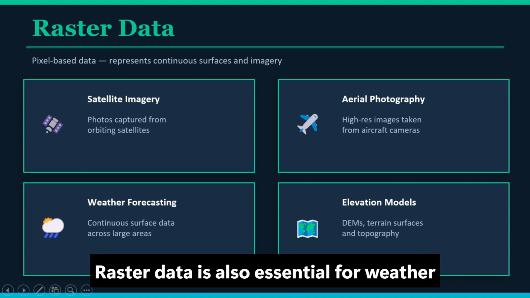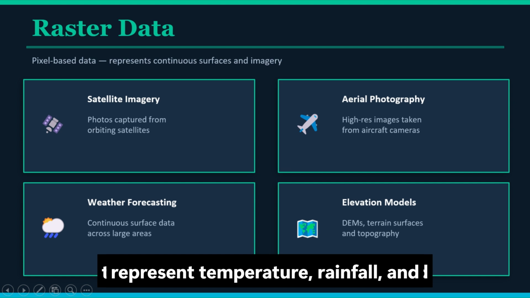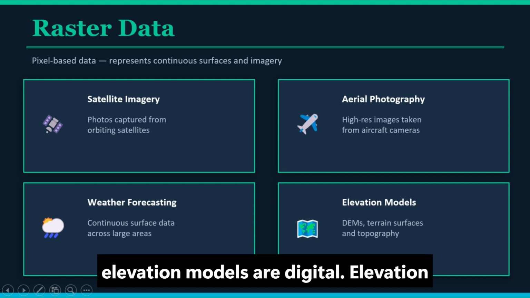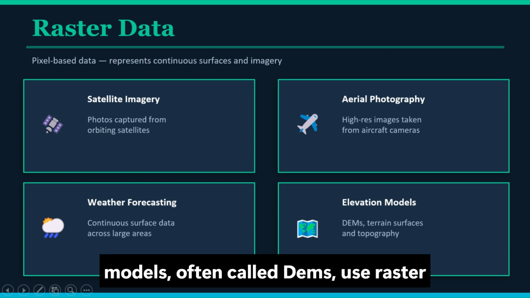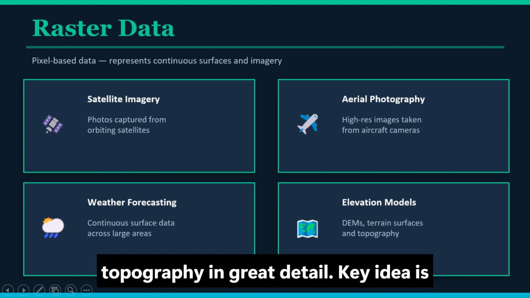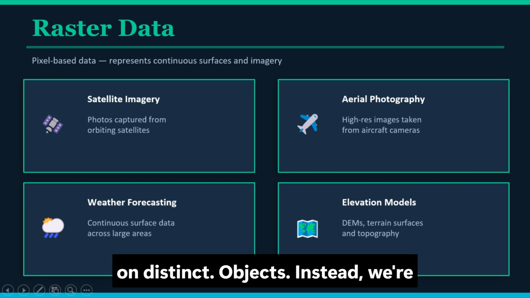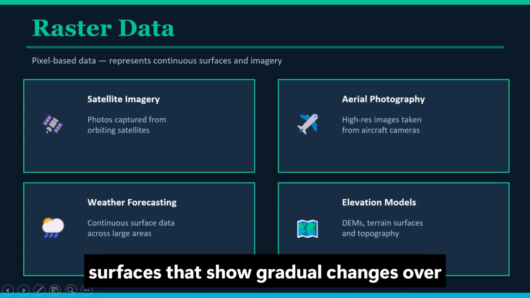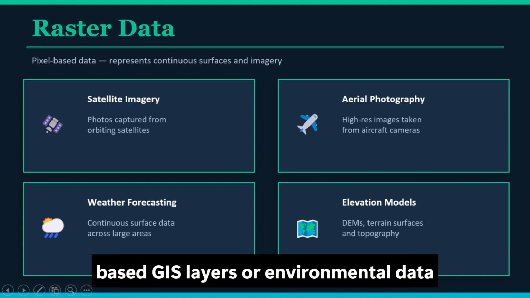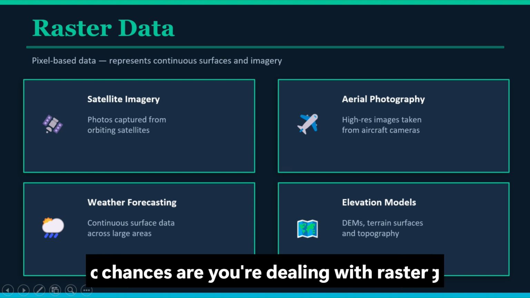Raster data is also essential for weather forecasting, as it allows us to represent temperature, rainfall, and other environmental factors continuously across large regions. Additionally, elevation models, or digital elevation models, often called DEMs, use raster data to represent terrain surfaces and topography in great detail. The key idea is that with raster data, we're not focusing on distinct objects. Instead, we're working with comprehensive spatial surfaces that show gradual changes over space.